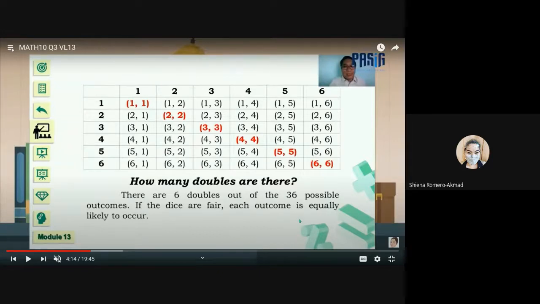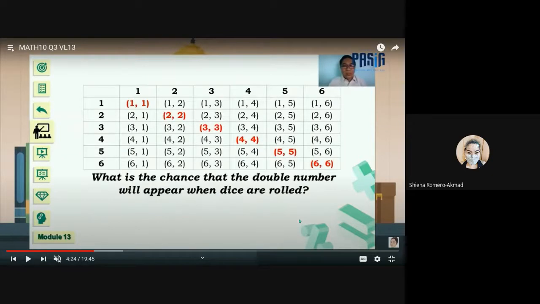Ano kaya yung sinasabi nating equal chance of happening na yun? What do we mean by that? Now, we are going to look for the possibility na ang makukuha natin is a double number given that we have 2 dice to be rolled. Okay? So what is the chance that the double number will appear when the dice are rolled? Ano daw yung chance ha?